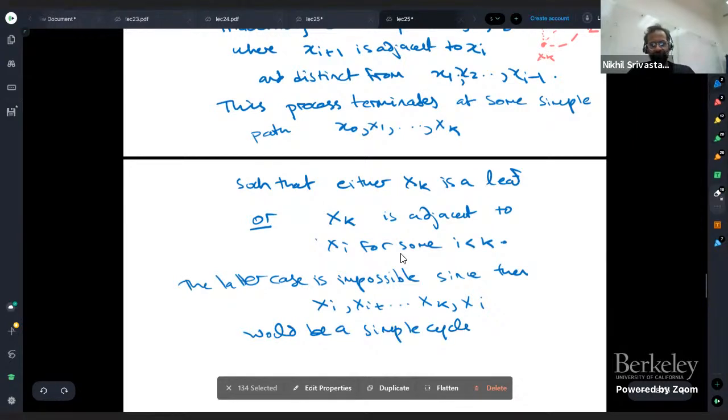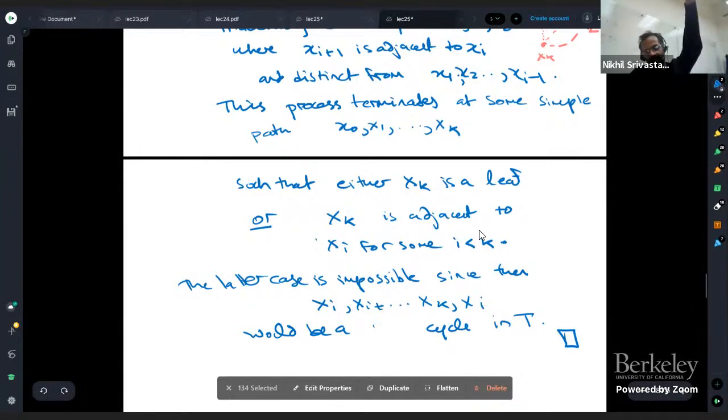Or just be a cycle, sorry, cycles are always simple, it would be a cycle in T. That's it. So it's a kind of induction. It's an inductive definition of a path. You start somewhere, you just keep walking. You keep walking until you get stuck. And there are only two ways you can get stuck.